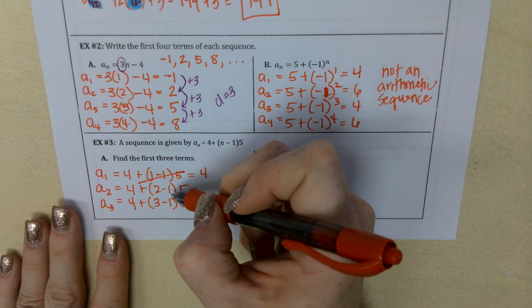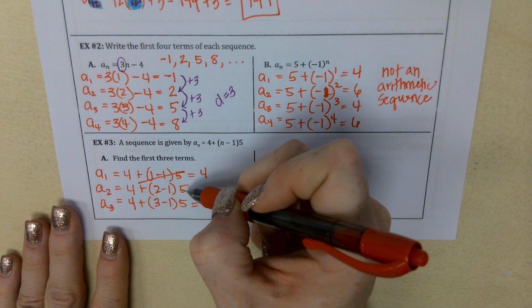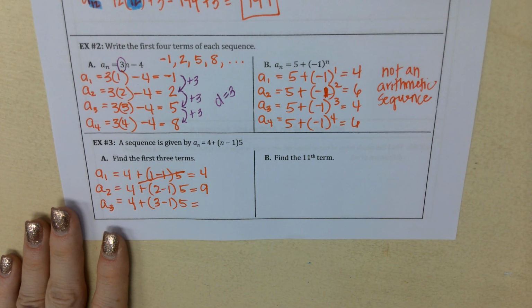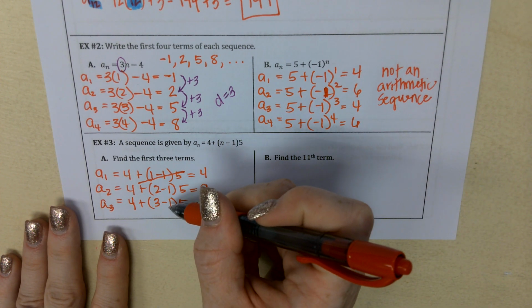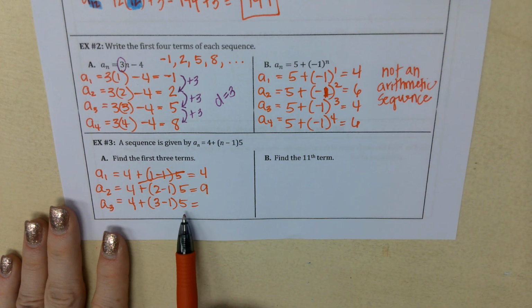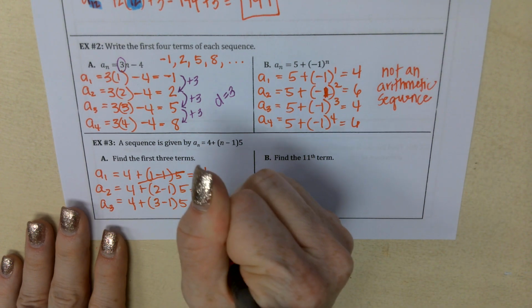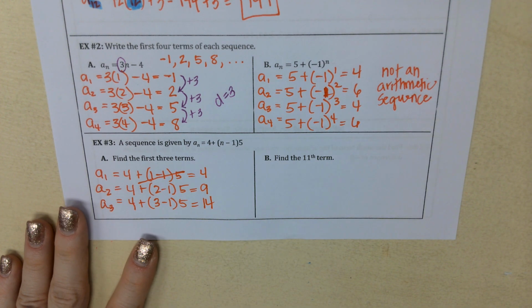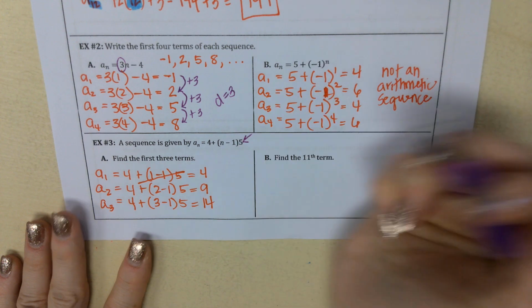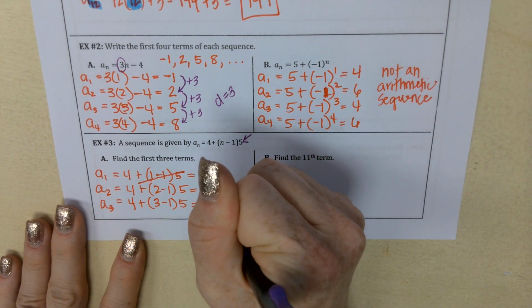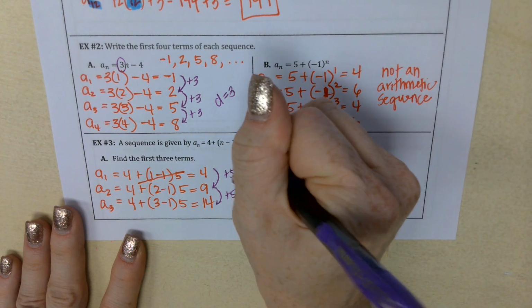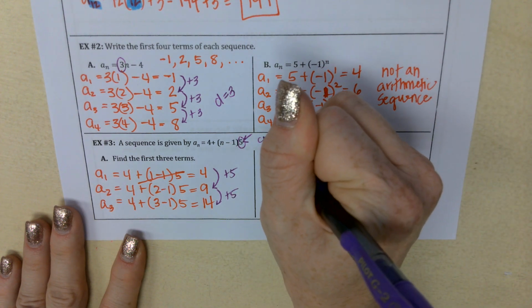2 minus 1 is 1. 1 times 5 is 5. 4 plus 5 is 9. 3 minus 1 is 2. 2 times 5 is 10. 10 plus 4 is 14. Okay? This number right here, this 5, that's what we're adding by every time. So this number is my common difference.